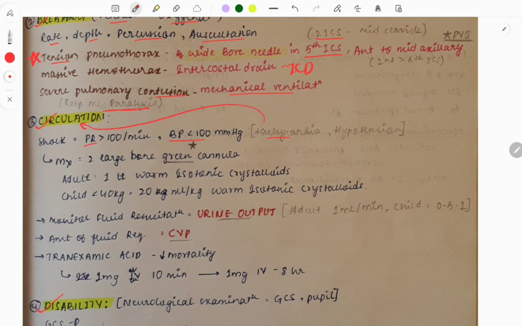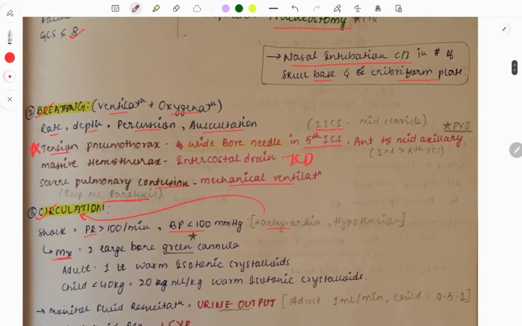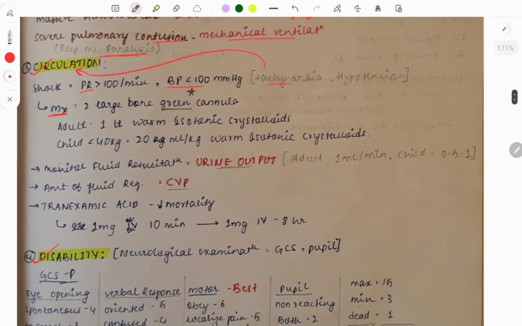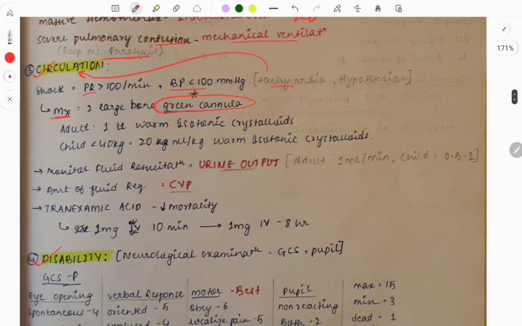Then questions are also asked on how do you manage the patient with the shock. So when the patient is in shock, we will be using 2 large bore green cannulas. So the cannulas, its size, its color and its use is also an important topic because questions are also asked on this.